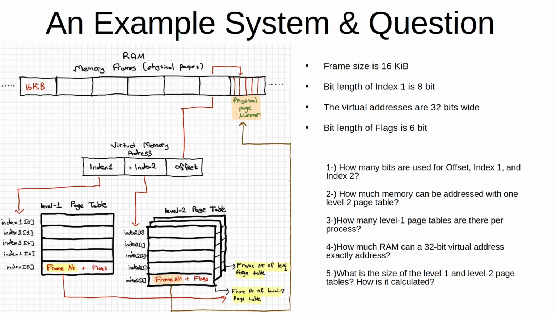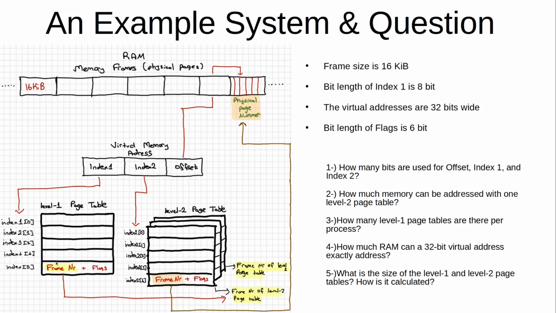So index 1 and 2 tell us which frame to go to, and the offset tells us where inside that frame the data lives. Alright, let's go into the questions. Question 1. How many bits are used for the offset, index 1 and 2?